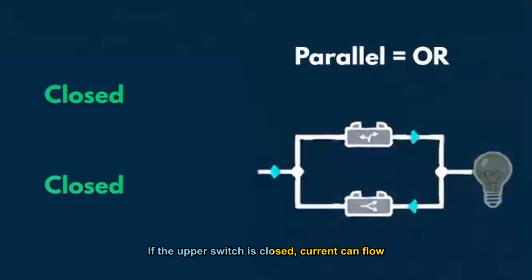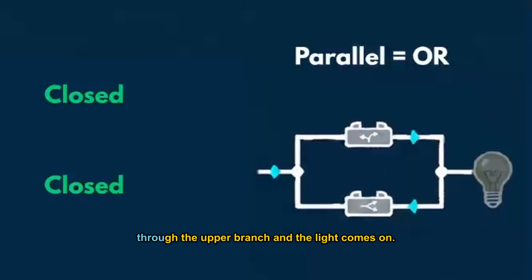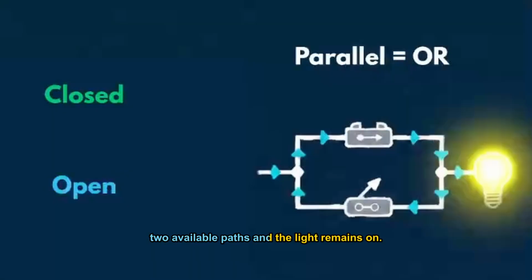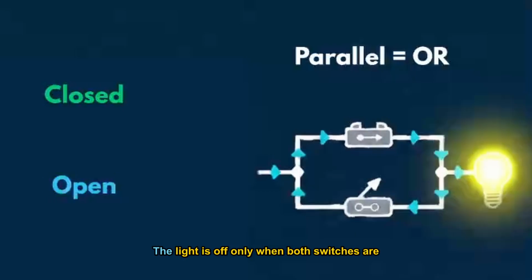If the upper switch is closed, current can flow through the upper branch and the light comes on. If the lower switch is closed, current can flow through the lower branch and the light also comes on. If both switches are closed, current has two available paths and the light remains on. The light is off only when both switches are open. This is the same as the logical operation OR.